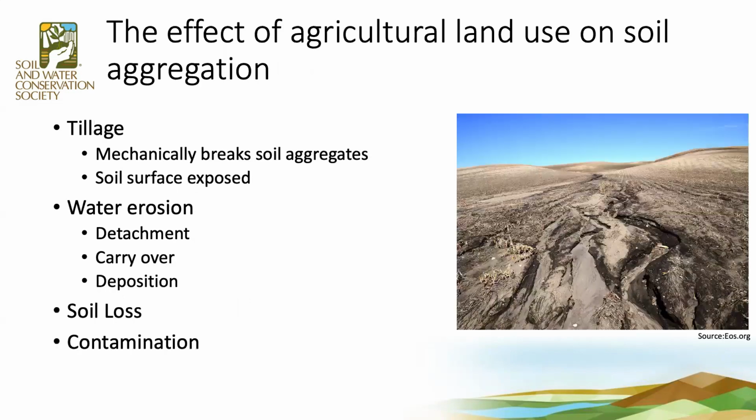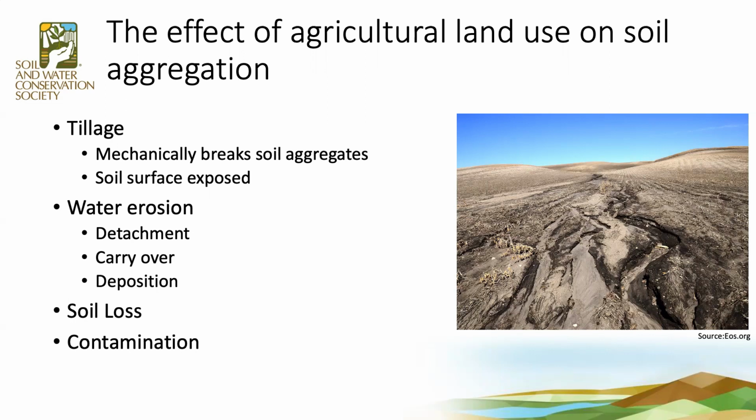And bringing the subject to a more agricultural world, we have, for example, the effect of some agricultural management practices on soil aggregation. So agricultural tillage, for example, has a negative effect on soil aggregation, as I mentioned before, because it mechanically breaks soil aggregates and leaves the soil surface exposed to weather factors such as rain. So it will leave the soil exposed to water erosion problems.